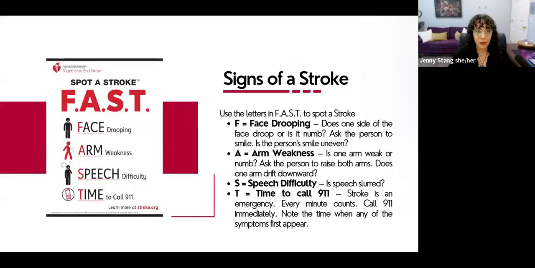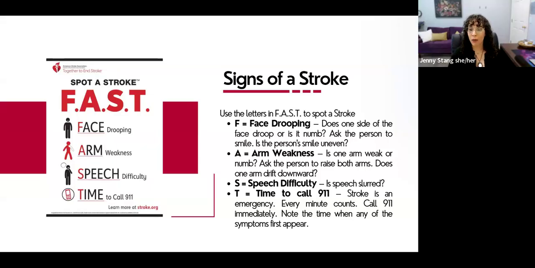So now that we've gotten through the risks of stroke, let's talk about the signs of a stroke, okay? So there's this nice little acronym here, FAST, F-A-S-T, and we can use that to spot a stroke, okay? So F, of course, stands for face drooping. Most people know that if somebody's got kind of like a muscle looseness suddenly on one side of the face, that's an indication of stroke. So we just want to ask, does one side of the face droop or is it numb? Ask the person to smile, and if their smile is uneven, that could be a sign of a stroke, okay?